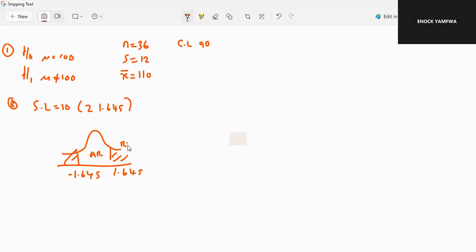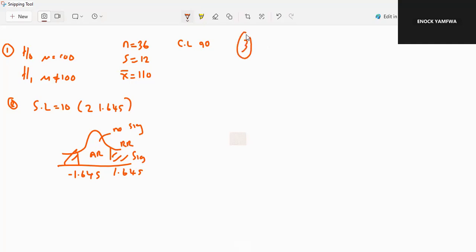If we get in the shaded region, it means we're rejecting the hypothesis, which means there's a significant difference. Whenever we're rejecting, there's something happening. When we're not rejecting, there's no significant difference. So step one, state the hypothesis. Step two, state the decision rule. Step three, calculate the Z.